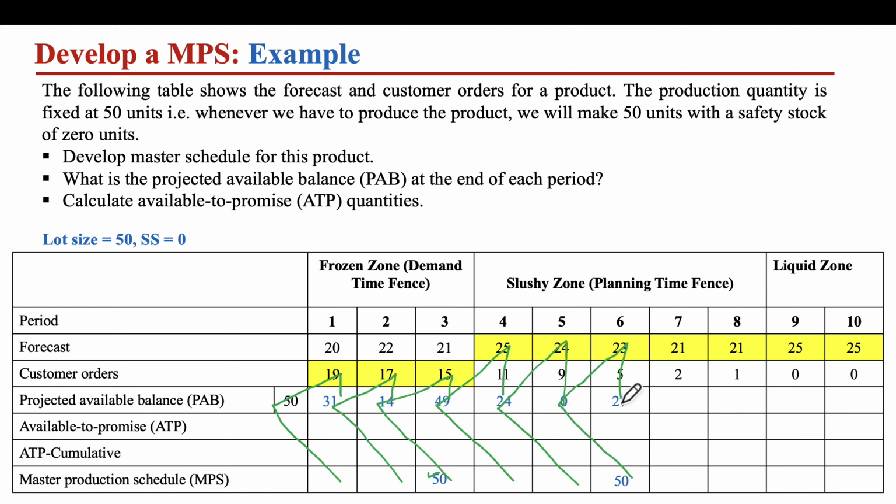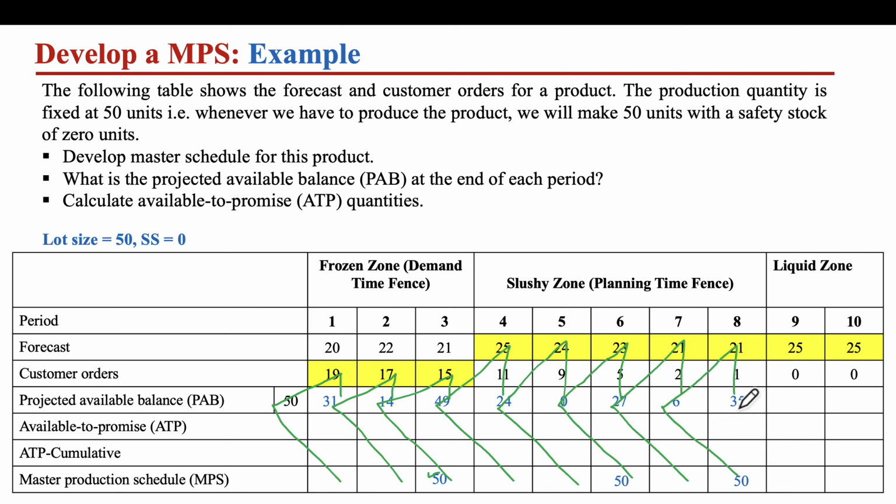Is this 27 sufficient to meet the demand for 21? Yes, it is. So no production here. And PAB will become 0 plus 27 minus 21 is equal to 6. Is this 6 sufficient to meet the demand for 21? No. So we need production here. How much production? 50, because that is the lot size. PAB will become 50 plus 6 is equal to 56 minus 21 is equal to 35.